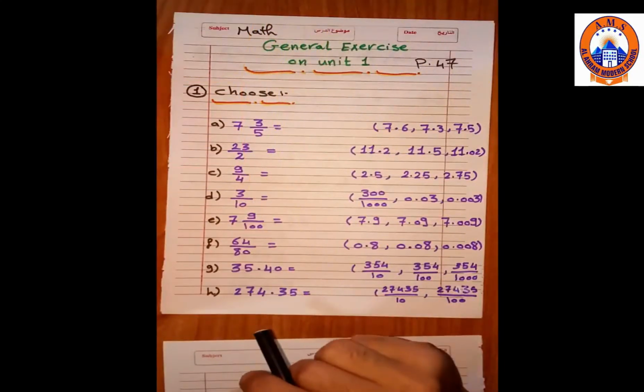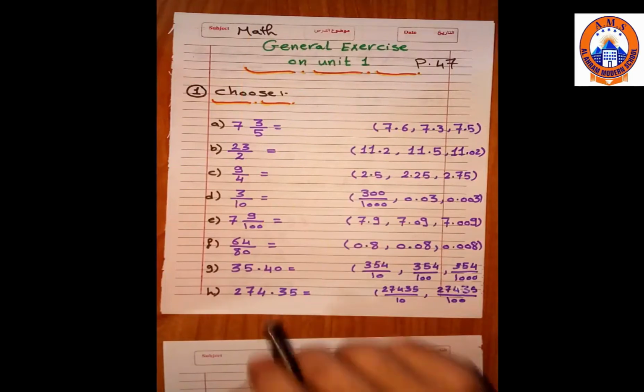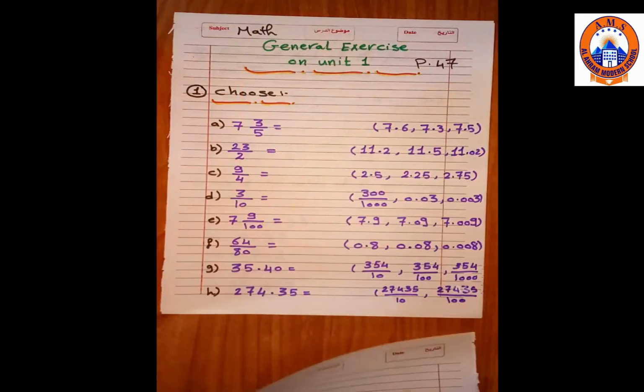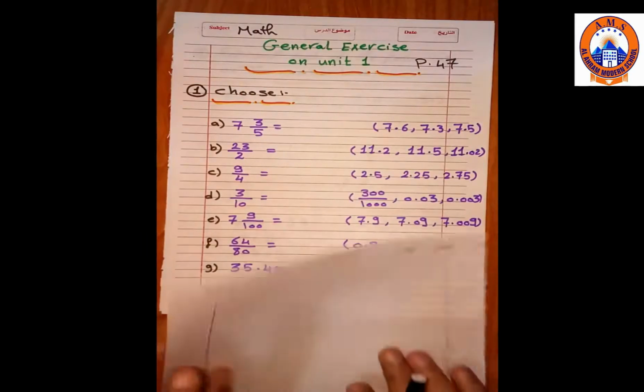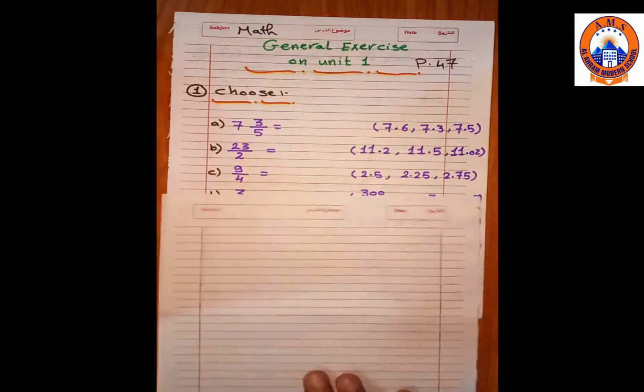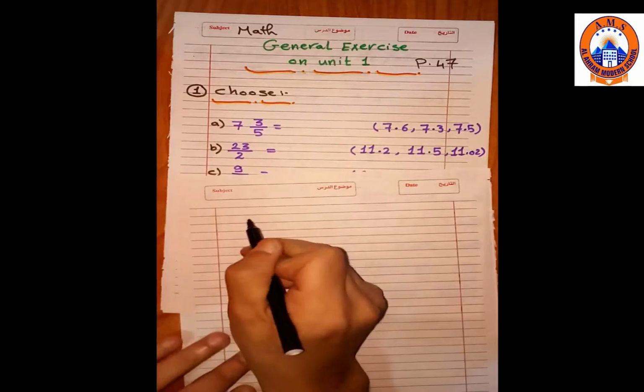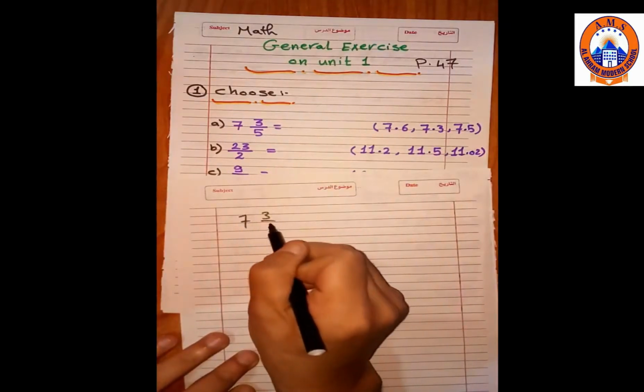Today we're gonna make a revision on Unit 1 from the main book, page 47. So let's start with the first question, which is choose. Number A, we have 7 and 3/5, and we want to change it into a decimal. So we have 7 and 3/5.